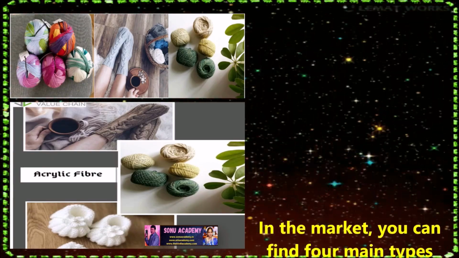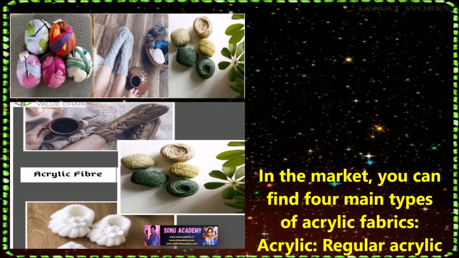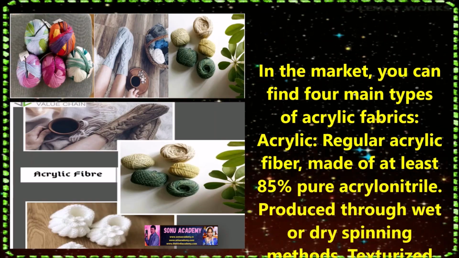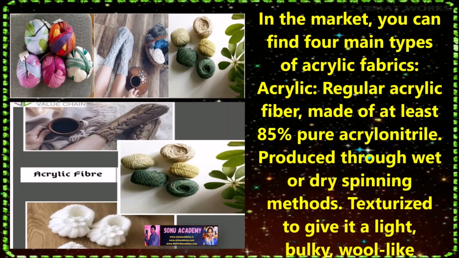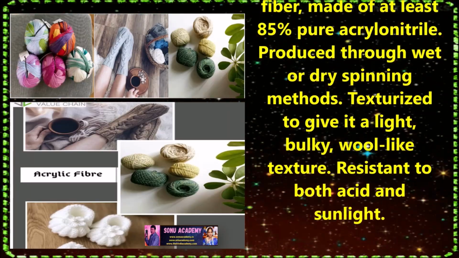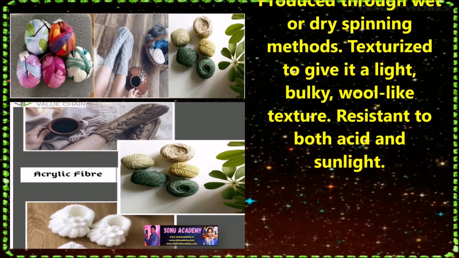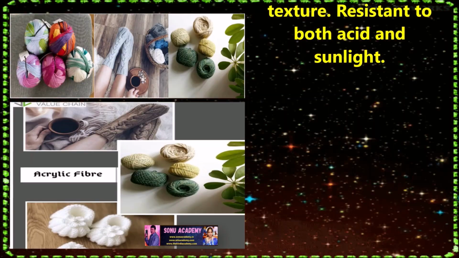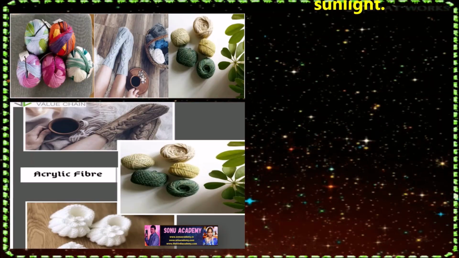Children, let us discuss the types of acrylic fiber. In the market, you can find four main types of acrylic fibers. Regular acrylic fiber is made of at least 80% pure acrylonitrile, produced through wet or dry spinning methods. It is texturized to give it a light, bulky, wool-like texture, with resistance to both acid and sunlight.